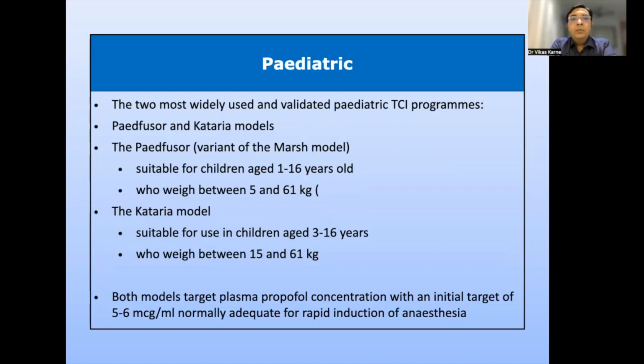So the two most widely used models that we already discussed are Paedfusor and Kataria. Paedfusor is a variant of the Marsh model, which is suitable for children between 1 to 16 years of age and who weigh between 5 to 61 kg. And the Kataria model is suitable for children between 3 to 16 years and who weigh between 15 to 61 kg. For both models, the target plasma propofol concentration will again be standard, that is 5 to 6 microgram per ml.